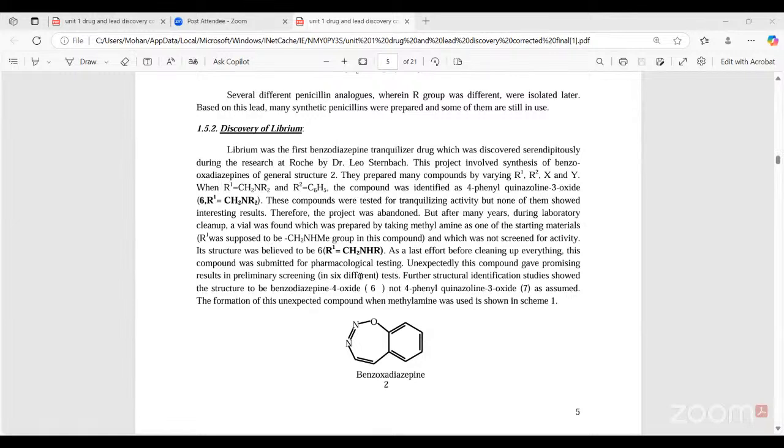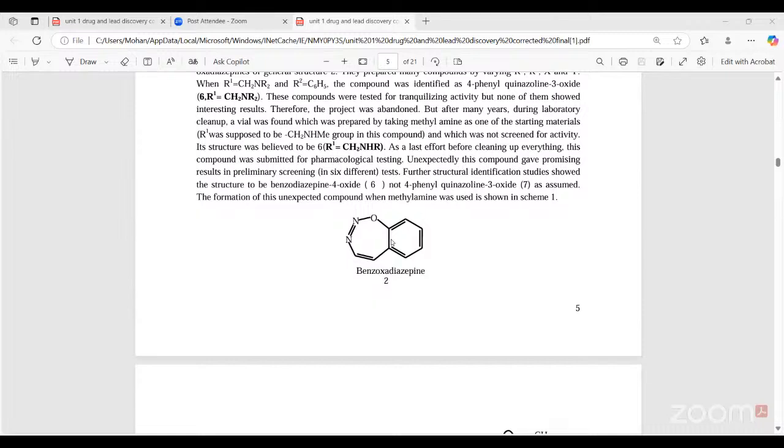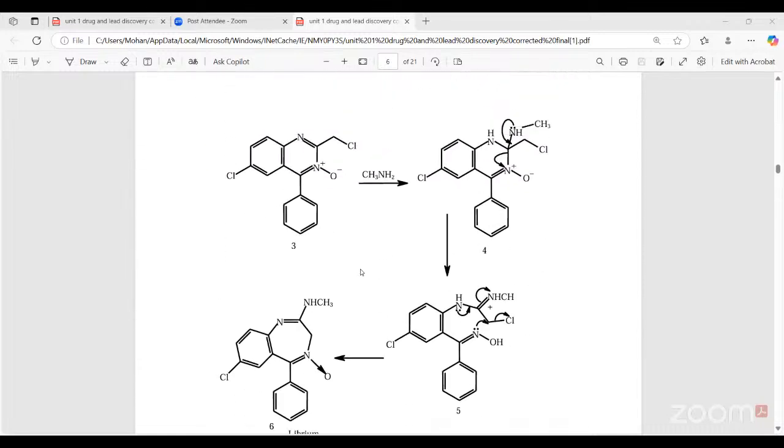Unexpectedly, this compound gave promising results in primary screening. Structural identification studies showed the structure to be a benzodiazepine N-oxide, not the quinazoline 3-oxide. So they had assumed the quinazoline 3-oxide, but the actual structure is a benzodiazepine N-oxide, and the scheme for the synthesis involved is this one here.